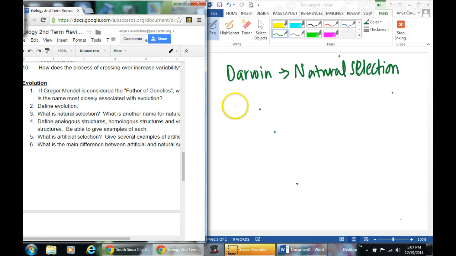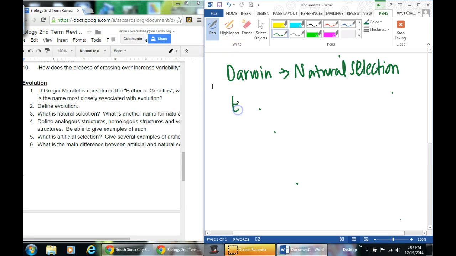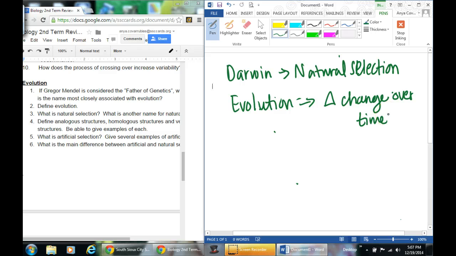Evolution is just a change over time. Change over time doesn't mean that something has evolved from something else. It's just that over time natural selection has occurred, and it has changed an organism.